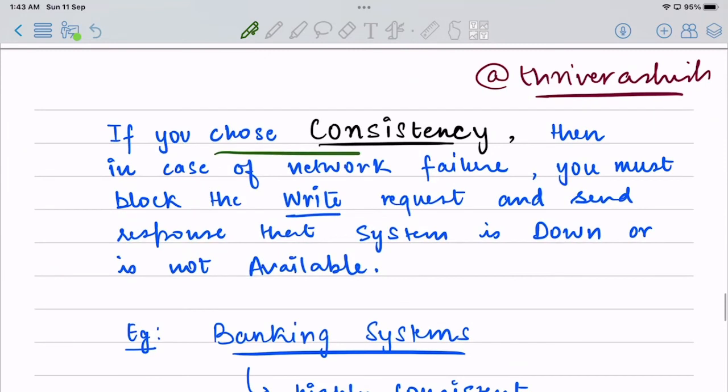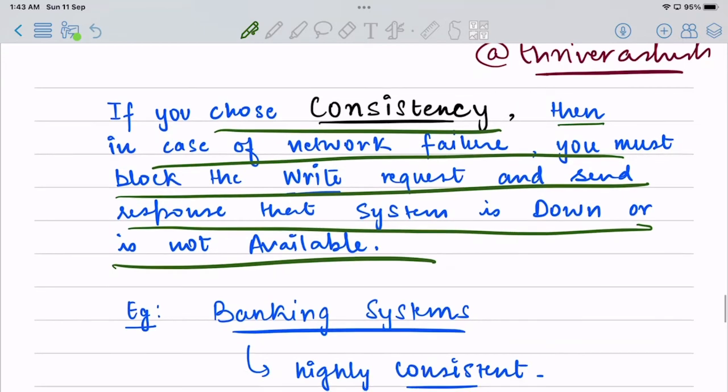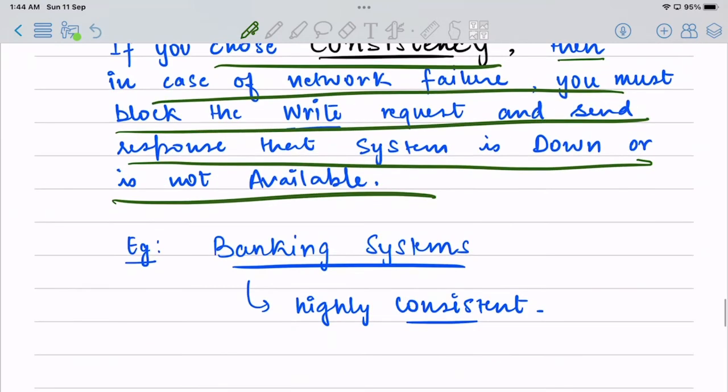But if you chose consistency, then in case of network failure, you must block the write request and send the response that the system is down and not available. You cannot take that request. You have to send that this is not completed now, because you have to tell the user that this is not possible and we can't serve. Our system is consistent but not available. Here, we chose the CAP theorem.